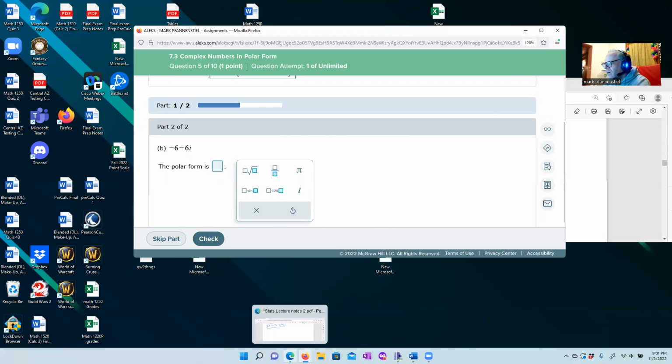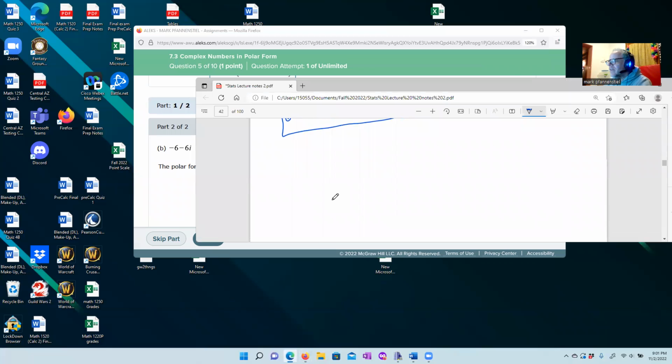Okay, so again, I'll draw it. So we have minus 6 minus 6i. So we have to go 6 in a negative direction, so that's negative 6. And then we have 1, 2, 3, 4, 5, 6 in the negative direction, so we're going to be here. The modulus, that's going to be the same idea, right? We're just going to have 6 here, 6 here.